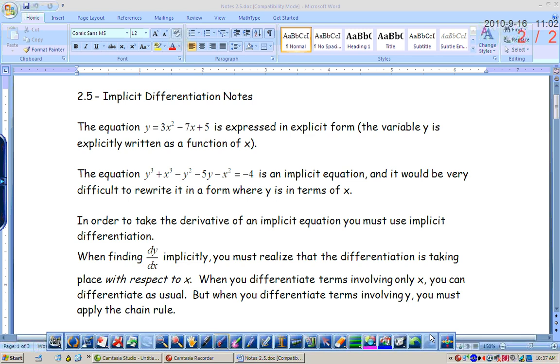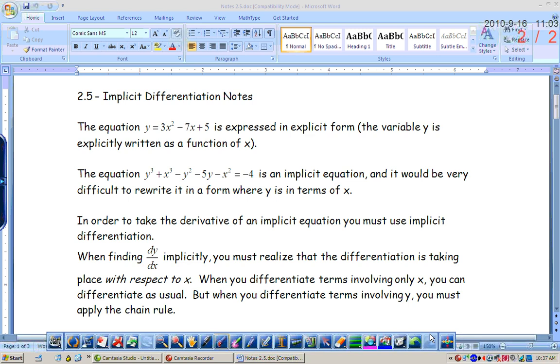The equation y equals 3x squared minus 7x plus 5 is expressed in what's called explicit form because the variable y is explicitly written as a function of x. Probably more in layman's terms, we've solved that equation for y, or somebody has solved that equation for y. We didn't do it. But this next equation right here is called an implicit equation, and it would be very difficult or even impossible in some situations, maybe in this one, to rewrite it in a form where we have just y equals and then just x's.